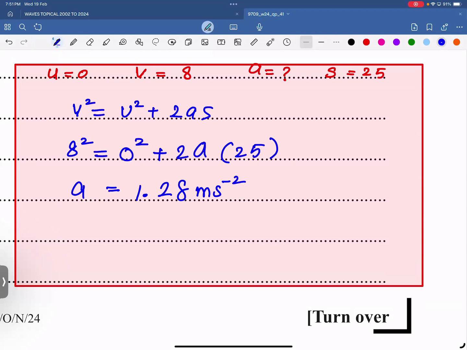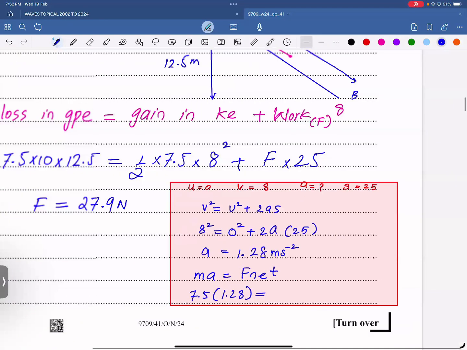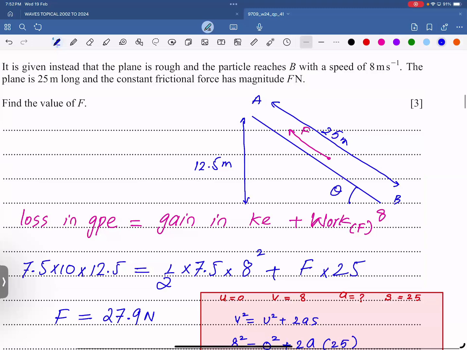Now apply Newton's second law of motion, which says ma is equal to F net. So my dear, m mass is 7.5, a is 1.28, forward force is the weight component. Weight component is mg sine. Now in that case, my dear, you need to know the sine. So I will go here. The sine is very easy to find. If this is theta, so sine theta will be opposite, which is 12.5 over hypotenuse, which is 25, so sine theta is 0.5.